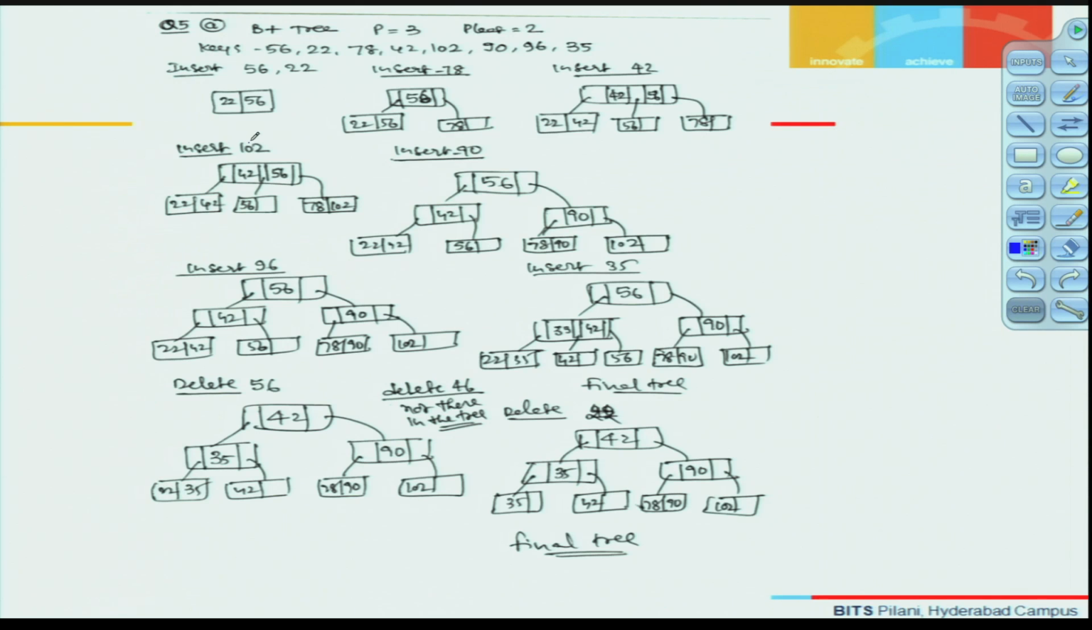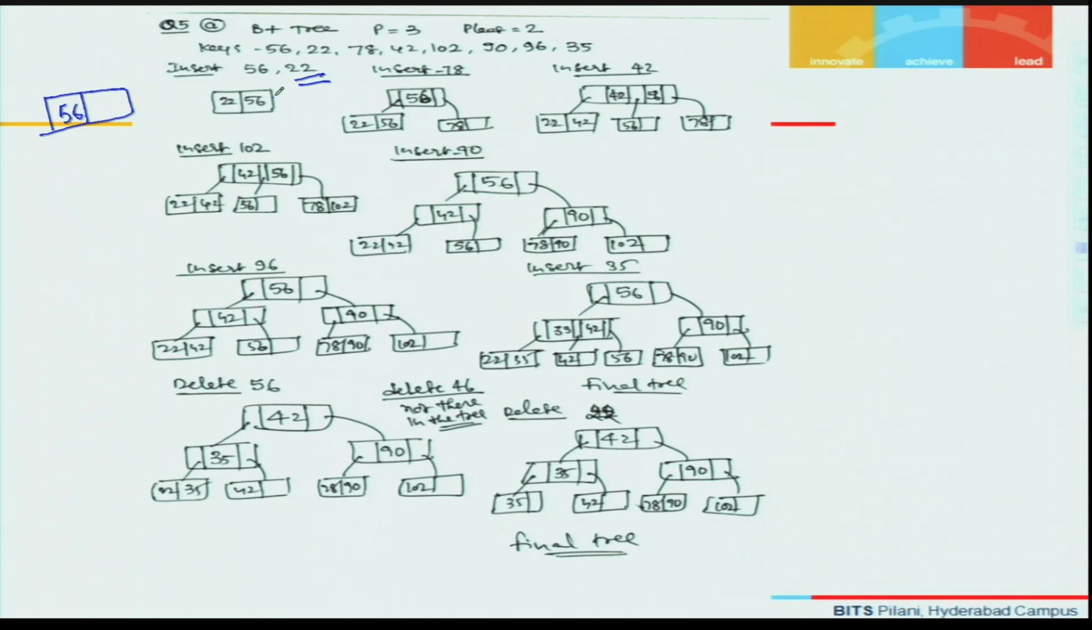Then we will start inserting 56. When I insert 56, I have only the leaf node, and that itself becomes the root node as well. So I have inserted 56, and then when I insert 22, since a leaf node can accommodate 2 keys, there is space available and I can insert 22 here, but the values must be in ascending order, so 22 goes first and then 56. After inserting 56 and 22, this is the structure of the tree. It has only one node.